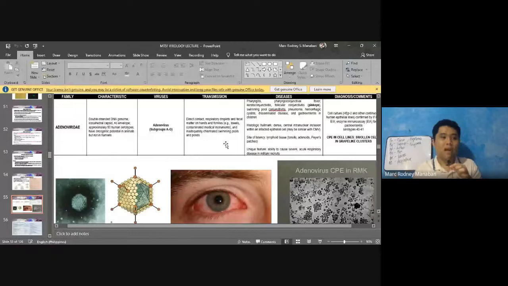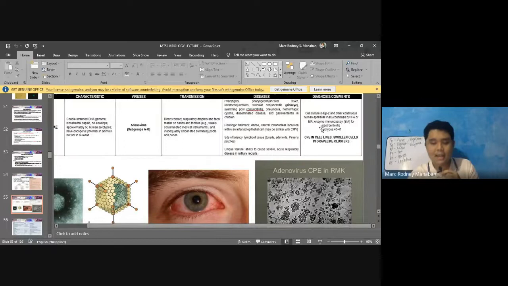Now, for diagnosis, of course, we can culture this using HEp-2 and other continuous cell lines. Of course, after cell culture, we confirm that by immunofluorescence or enzyme immunoassays. All right. And for gastroenteritis, serotypes 40 to 41, we have enzyme immunoassay. Adenovirus serotype 40 to 41, dears, they are the ones that cause gastroenteritis. So, take note of that. Adenovirus, serotype 40 to 41.